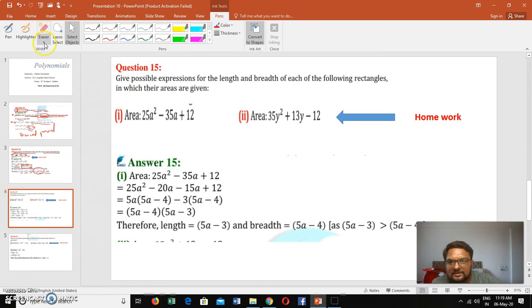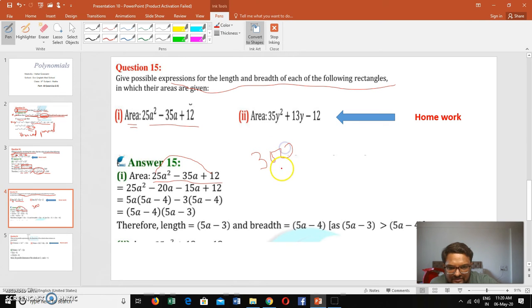Here, give the possible expressions for the length and breadth of each of the following rectangles, whose area is mentioned here. This is the area of the rectangle. As we have already seen in the previous exercise, about splitting the middle term that I taught you, here it is the same. There are 3 terms in total: 25a square minus 35a plus 12. First, we multiply 25 with 12, which gives you 300.